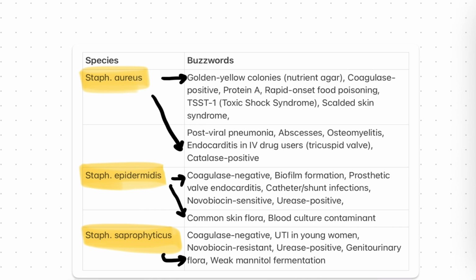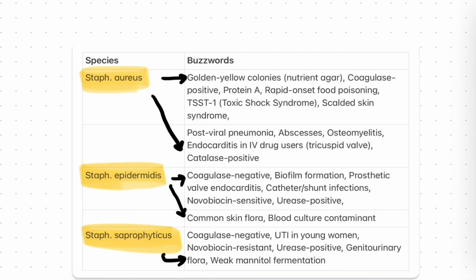For Staphylococcus aureus, we should always look for golden yellow colonies on nutrient agar, coagulase-positive test, protein A as a virulence factor, rapid onset food poisoning, toxic shock syndrome toxin 1 which causes toxic shock syndrome, and scalded skin syndrome. And we should always look for post-viral pneumonia, abscesses, osteomyelitis, endocarditis in intravenous drug users, where the tricuspid valve is the most commonly involved valve, and catalase positivity.